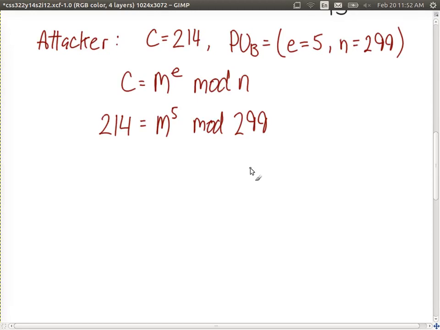Well, what operation is this like? Or a brute force attack could be to try all values of M. Let's try M equal to 1. Does 1 to the power of 5 mod 299 equal 214? No, M is not 1. M equal to 2. 2 to the power of 5 mod 299. We don't get 214. Keep trying. Eventually you'll get an M that when you raise to the power of 5, mod by 299, you'll get 214, and you've found M. So a brute force attack here: try all values of M.